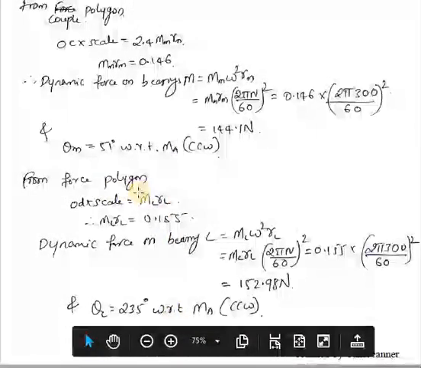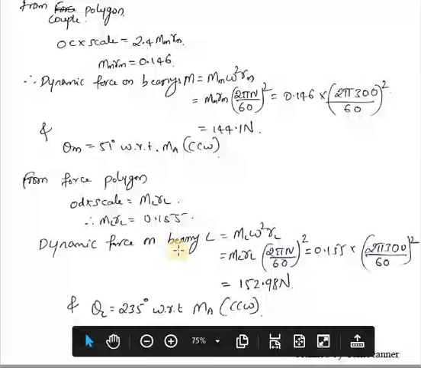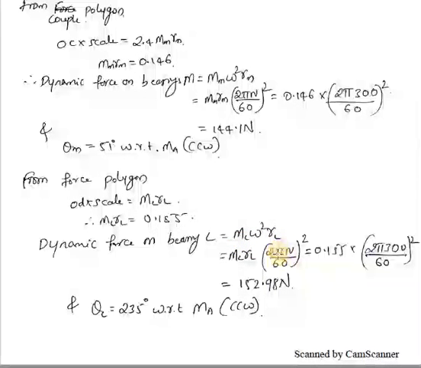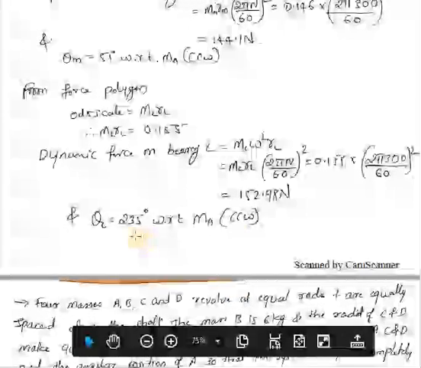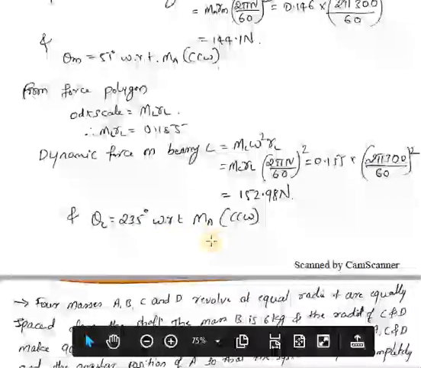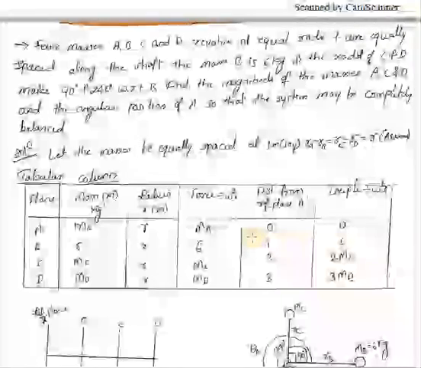Now from the force polygon, OD into scale equals ml into RL. From that we will get the value of ml into RL as 0.155. So the dynamic force on bearing L you can calculate by using this formula, that is ml into omega square into RL. Substituting the values, we will get the dynamic force on bearing L as 152.98 Newton, and the angular position for that is 235 degrees with respect to mass A, which is measured in the counterclockwise direction. Now moving further, next problem statement.